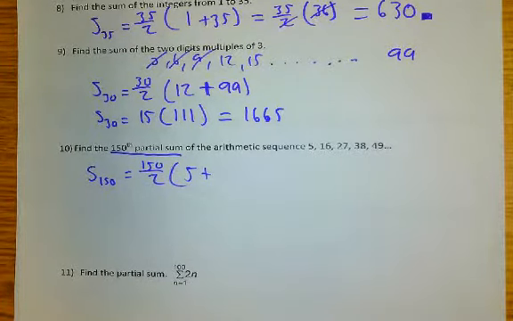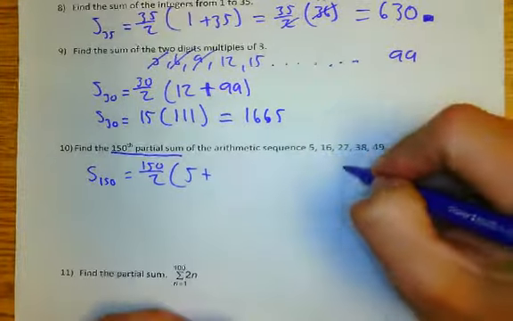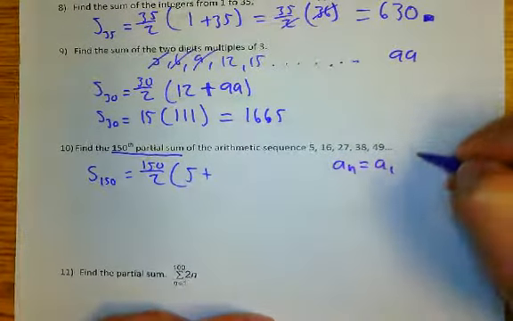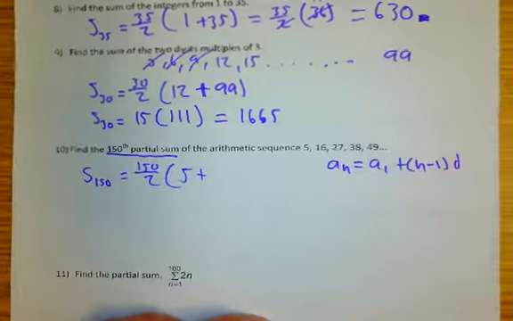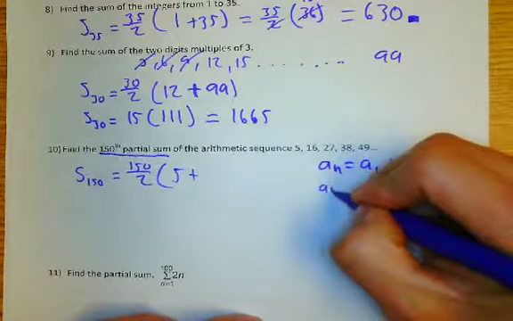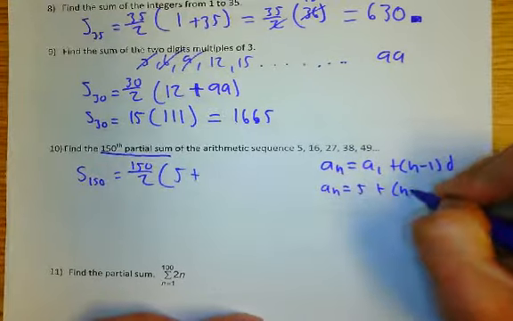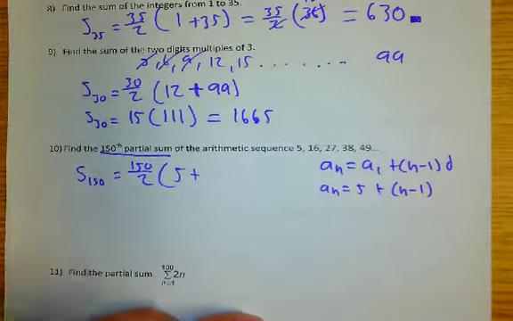But what do you need to do instead? You need to figure out the formula, so that you can just plug in 150. To figure out the formula, you know that a sub n is equal to a sub 1 plus n minus 1 times the common difference, right? Do you know the first term? 5. Do you know the common difference? 11. Can you figure out the formula now? So a sub n equals 11n minus 6, right? So now if you need a sub 150, that's what you need.